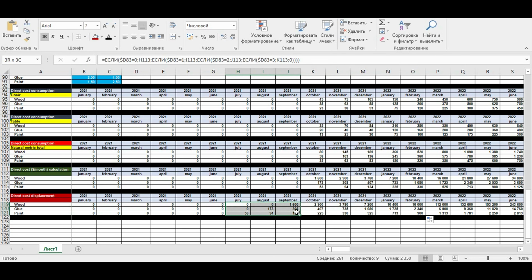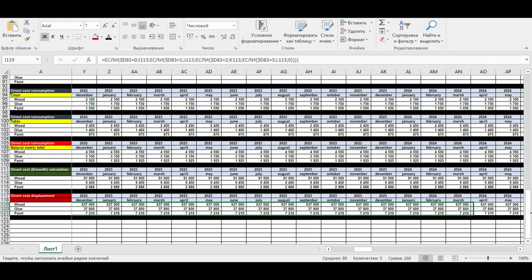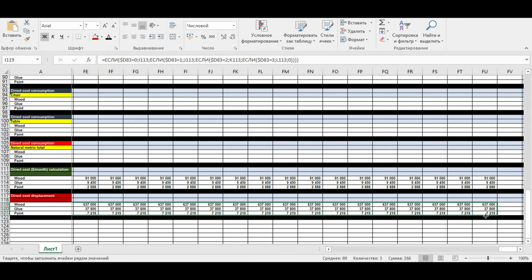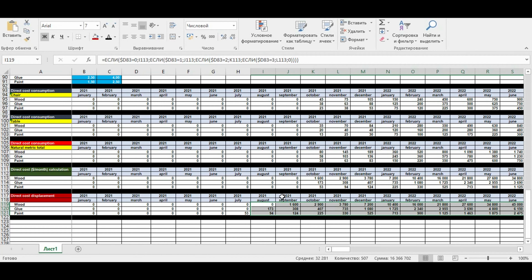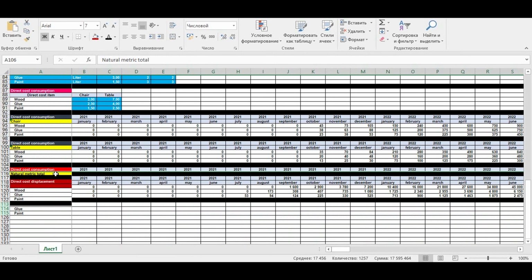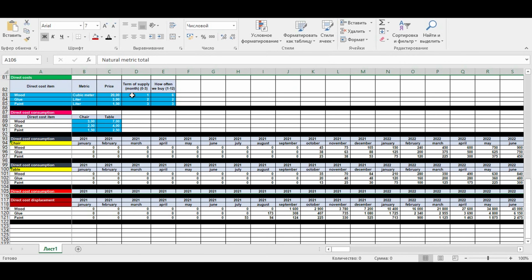So now we can see the magic. I will hide the lines for a second to show you what we are fighting for. For example, if we put 0 here, we have no displacement. If we put 1, then we get this figure here. If we have 2 here, then the displacement is growing. As a result, we can see the additional amount of financing needed to start your business.